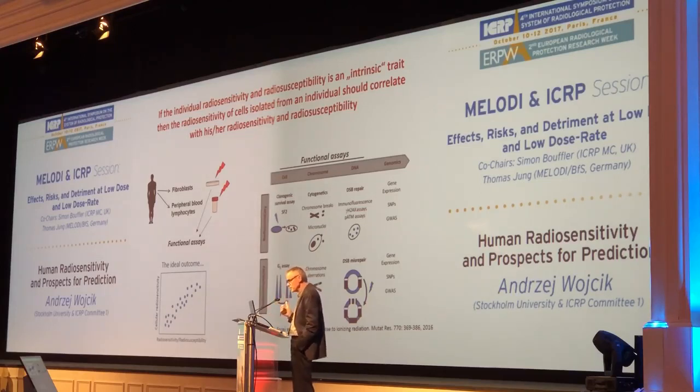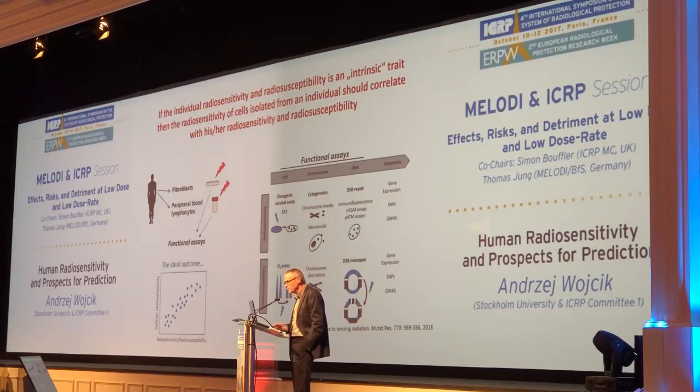So take lymphocytes, irradiate them under in vitro conditions, and look for DNA damage, chromosomal aberrations, survival. And if the world would be beautiful and simple, and we were all young and rich and beautiful, then this is what you would get. And this would be an ideal outcome. You have a very good correlation between radiosensitivity and radiosusceptibility and the cellular radiosensitivity.